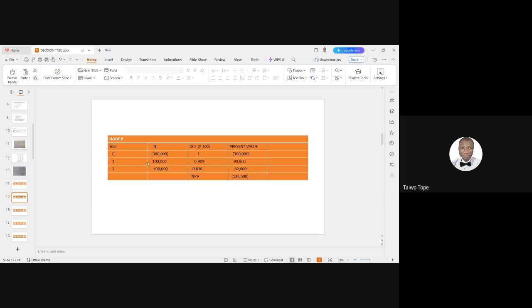Then for C, the NPV will be what? Minus 43,900. Minus 43,900. Can you see it? You can see the value.